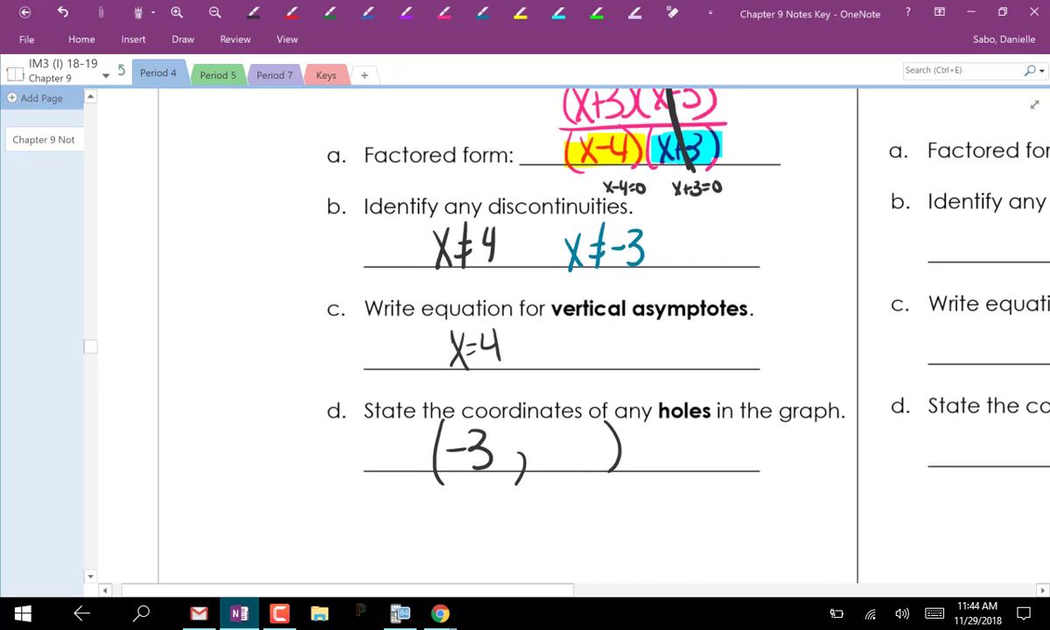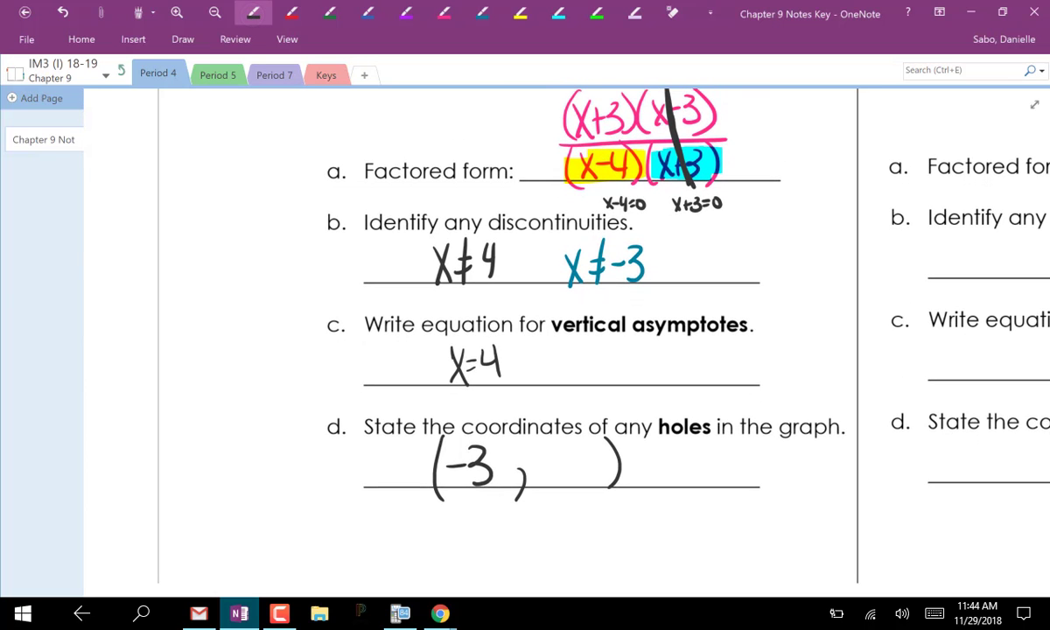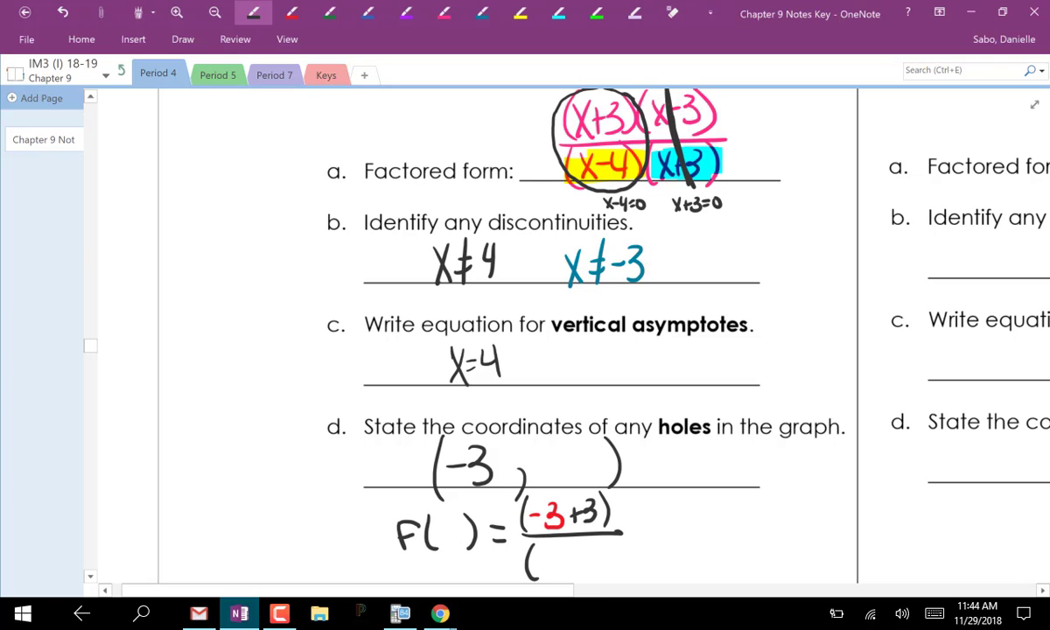So now let's plug it in. Remember, you plug it into what's left over. So here we go. I'm going to plug it in. f of -3. I'm plugging into this piece right here that's left over. So I have -3 in red, plus 3, because that's part of the problem already. And then I have -3 minus 4, because again, that's part of the problem already.